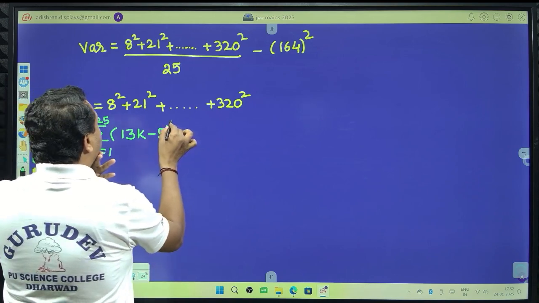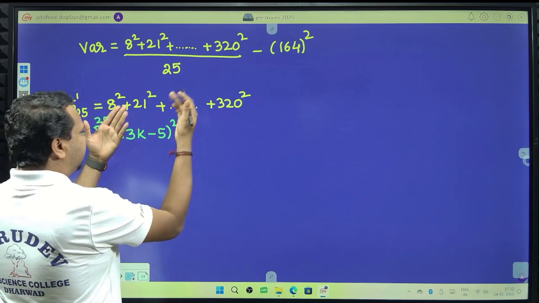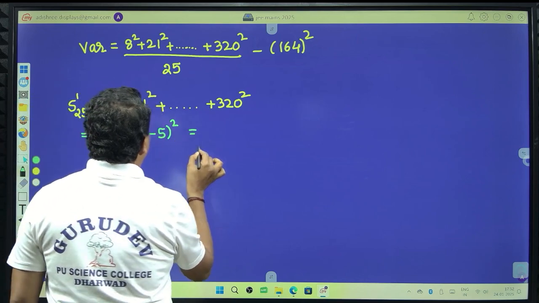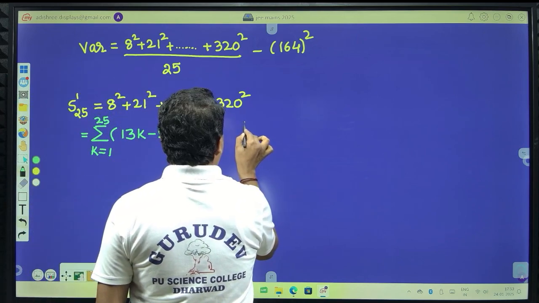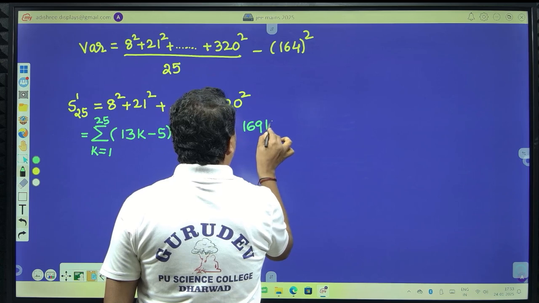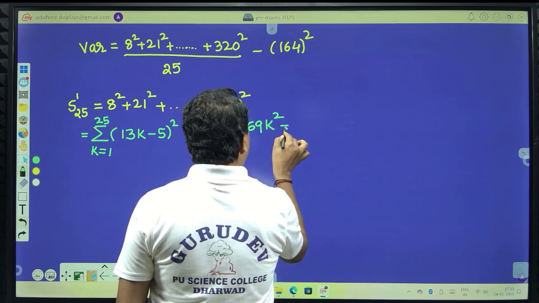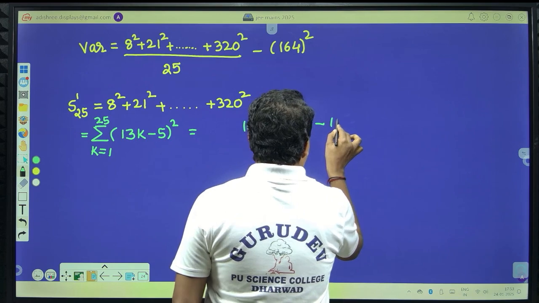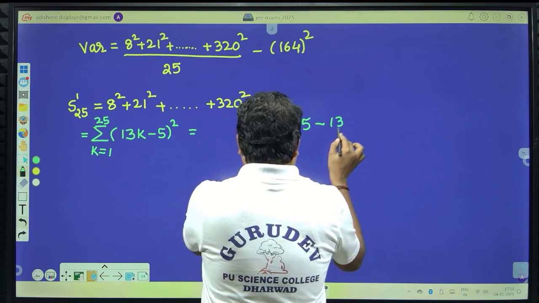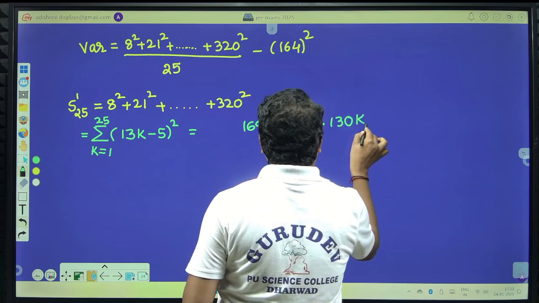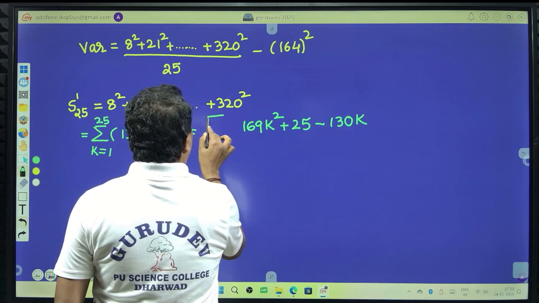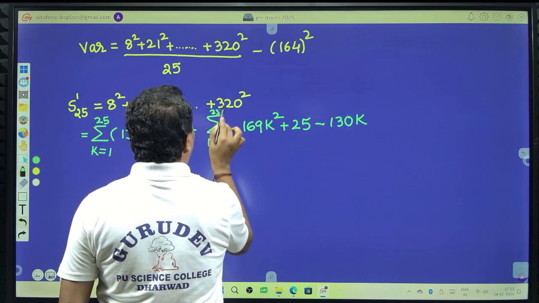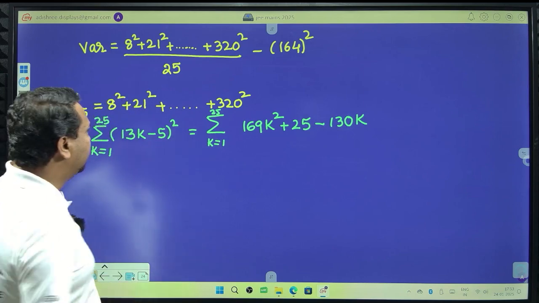And it's a square, because every term is a square. Now, what is the square of each term? The square of each term is 13k minus 5 whole square, which is 169k square plus 25 minus 130k, and you are trying to find the summation of this expression from 1 to 25, right? So, observe carefully.